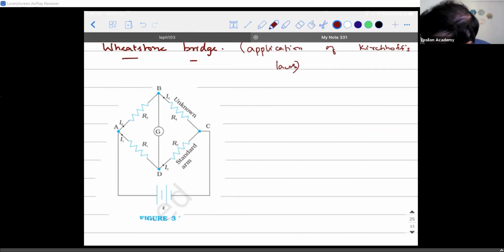So let's say the battery is supplying a current I. Now this current I is going to this junction A, and at the junction A, what is going to happen, guys? Can you tell me? So the current will get split into two parts.